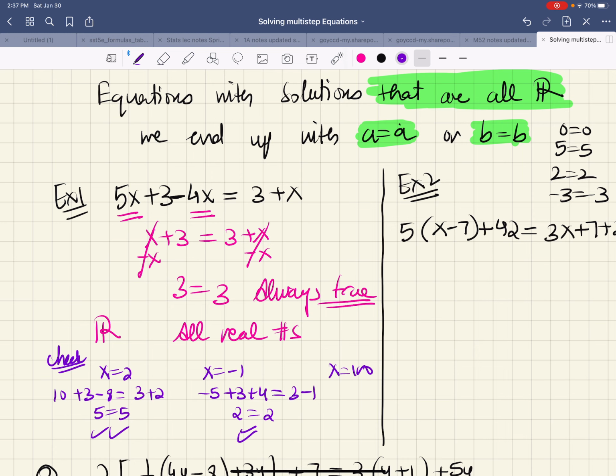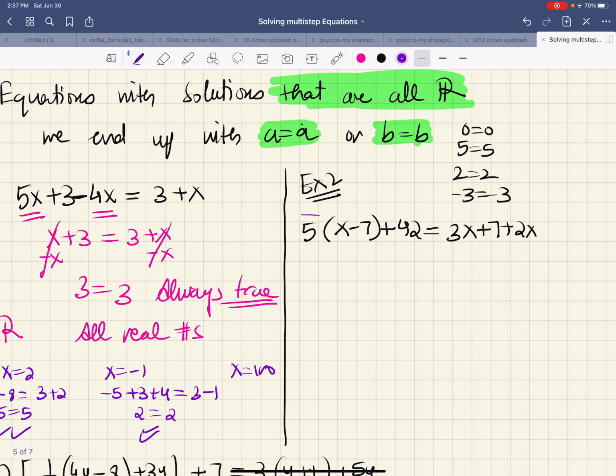All right, example number 2. Let's check that out. So here's our example number 2. Looks like there are some simplifications I need to do on the left-hand side, and there are also some that need to be done on the right-hand side. Let us distribute 5 inside, using the distributive property. Keep in mind, 5 will not be distributed to 42. 42 is not in the parentheses, so no distributive property applies there, so do not distribute 5 to 42.